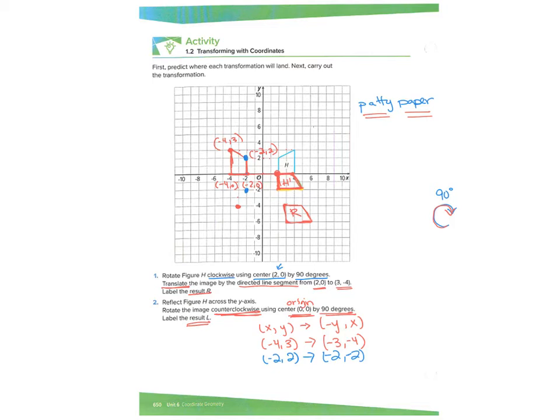Let me grab a different color. Let's go do this one next, the negative 2, 0. So negative 2, 0. So I'm going to flip-flop my x and y. And when I make my first one negative, it doesn't matter because it was 0.